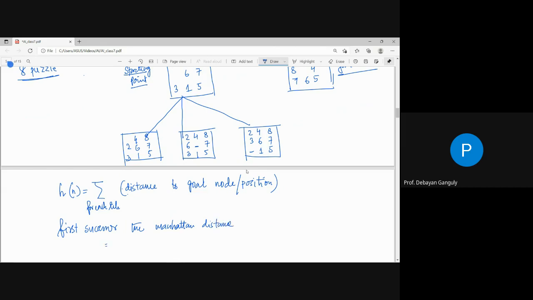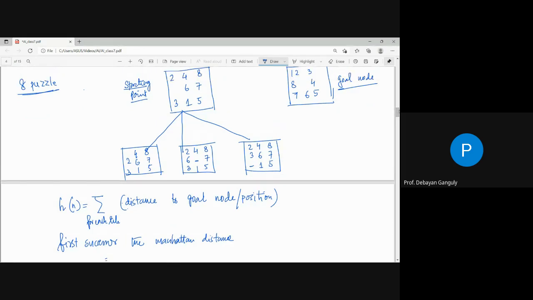How can we find the Manhattan distance? This is the first successor, and this is the corresponding goal node. Manhattan distance means the distance between the x coordinate and the y coordinate. In that case, for each of the tiles you have to find that. Say there are 1, 2, 3, 4, 5, 6, 7, 8 positions. If I want to count the spaces, that means when each tile is placed there, whatever it may be.